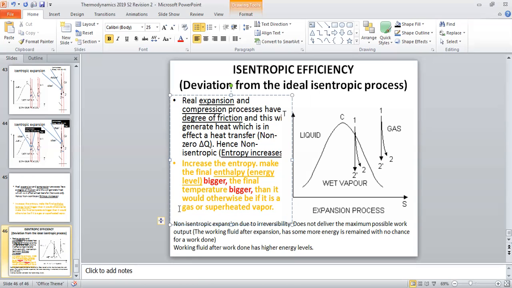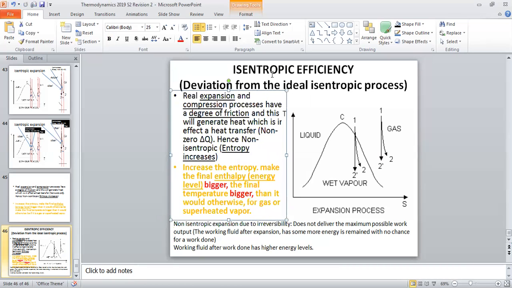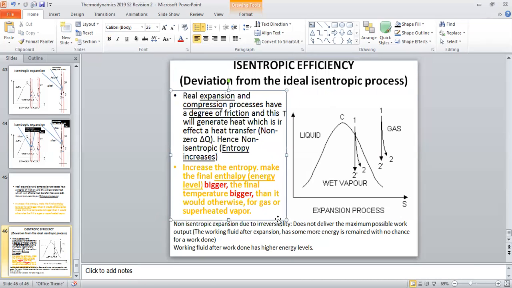So this applies no matter whether it is a gas or vapor, for gas or superheated vapor. Gas means there are gas power cycles, you know that, and vapor means the vapor power cycles. So this is the situation.